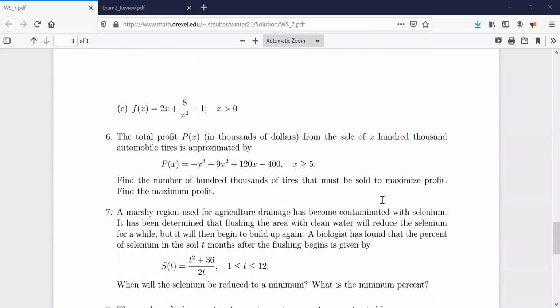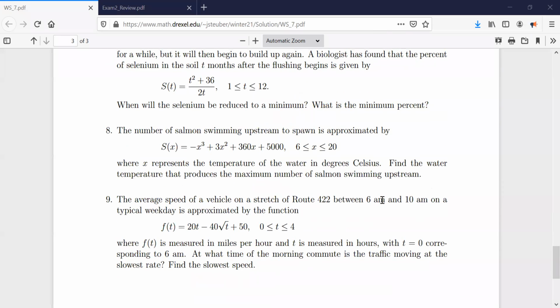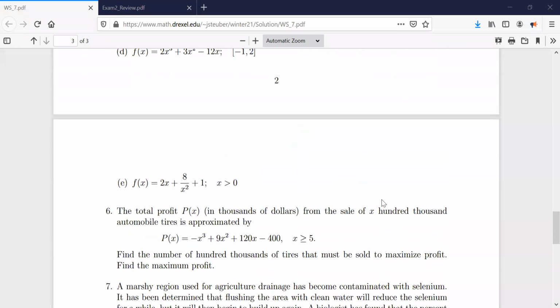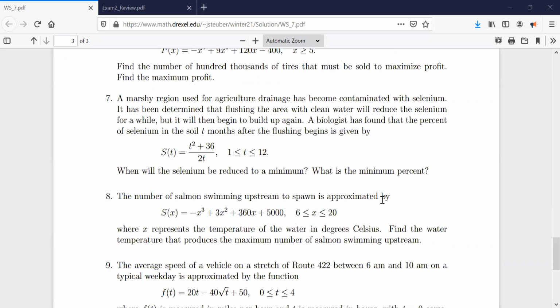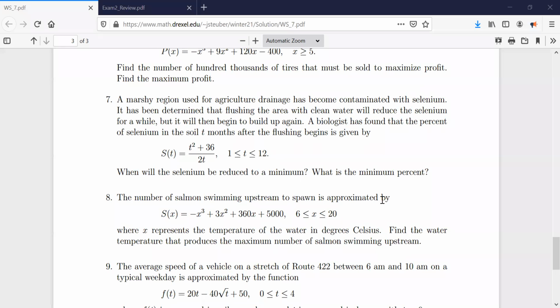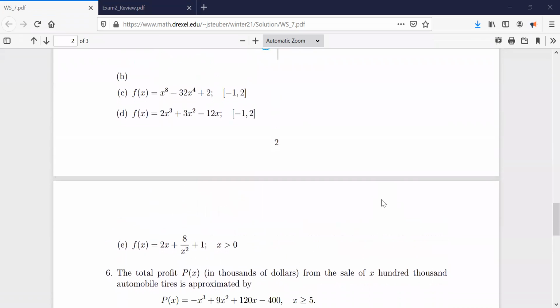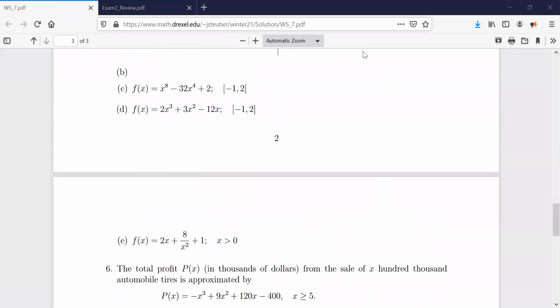So I will do one of these problems, and then I'll probably try to jump onto 8 just to do one of the word problems before time runs out. So I'll do D. Let's find the derivative of this guy.